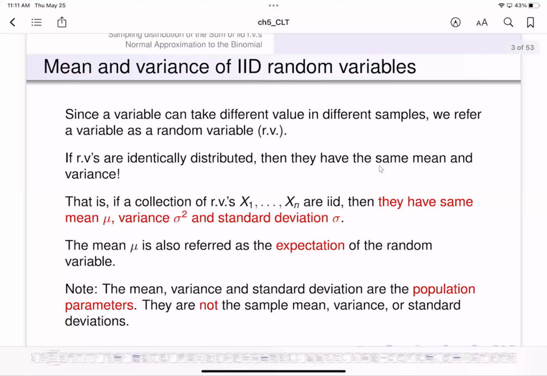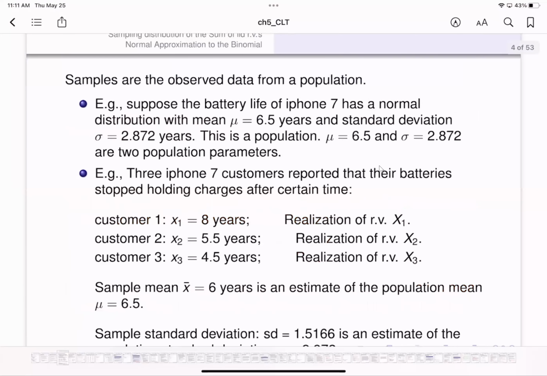And when you have a sample collected, you also have the average from the sample, and the sample standard deviation or the sample variance from the sample. Those will change from one data collection to the next data collection. So these are sample quantities. They are not population parameters. Samples are observed from a population, as we already know. They change from one sample to the next sample.